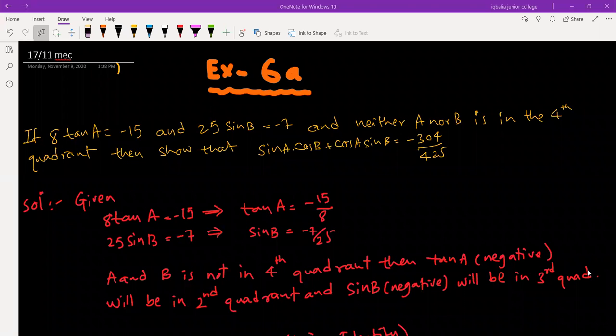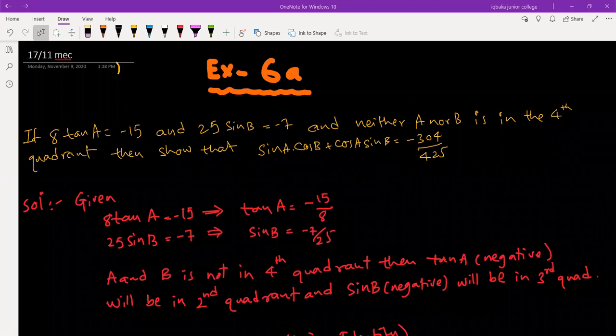Okay, so here the question is: if tan A is equal to minus 15 by 8 and 25 sin B is equal to minus 7, and neither A nor B is in the fourth quadrant, then show that sin A cos B plus cos A sin B is equal to minus 304 by 425. So here we have to show that left hand side is equal to right hand side.